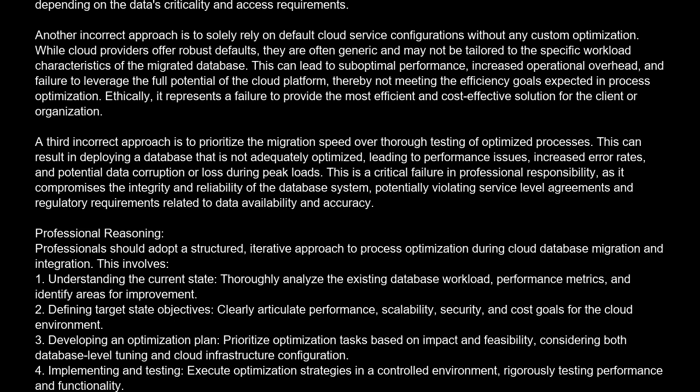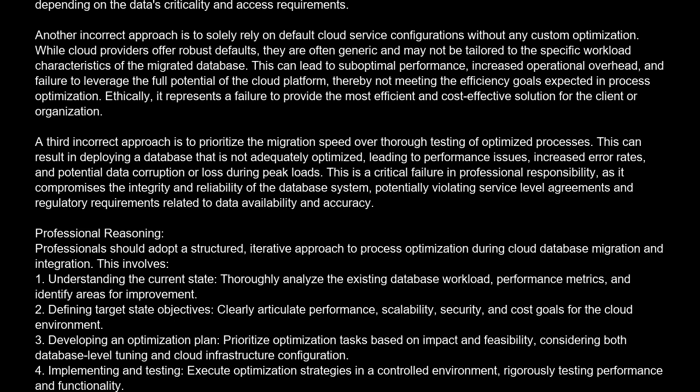A third incorrect approach is to prioritize the migration speed over thorough testing of optimized processes. This can result in deploying a database that is not adequately optimized, leading to performance issues, increased error rates, and potential data corruption or loss during peak loads. This is a critical failure in professional responsibility, as it compromises the integrity and reliability of the database system, potentially violating service-level agreements and regulatory requirements related to data availability and accuracy.